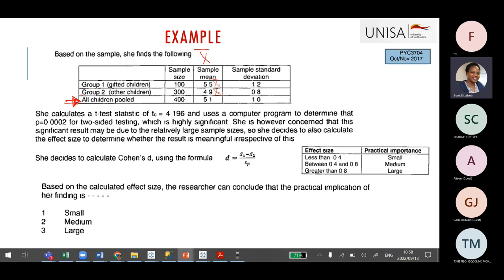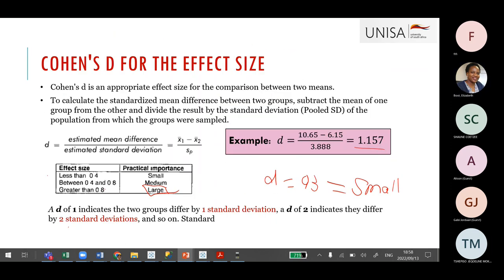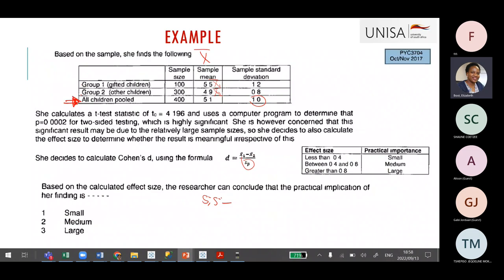So the pooled variance, that is the pooled variance. So you just substitute the values onto the equation and calculate. So let's substitute. It's 5.5 minus, because it's mean one minus mean two. So 5.5 minus, my slide decided to move. 5.5 minus 4.9 divided by 1, because it's 1,0.